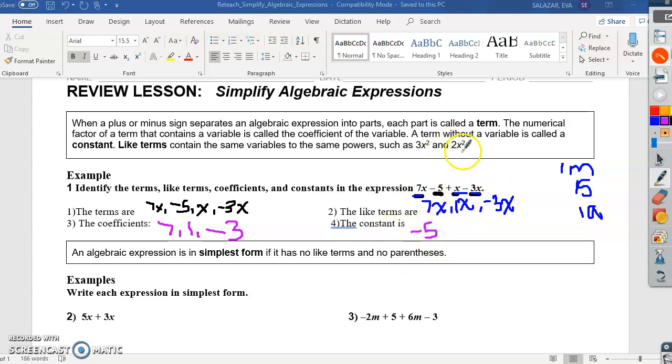Like terms can also contain power. So you can see here the example of 3x squared or 2x squared. They are like terms as well because, besides the same variable x, they also carry the same power. So that was a little bit of a review with the parts of an expression. Now let's go ahead and move on to some examples.